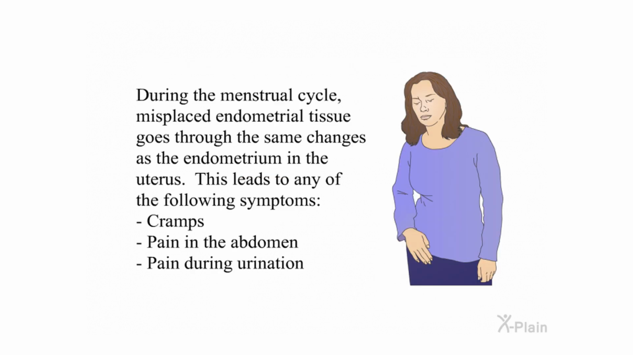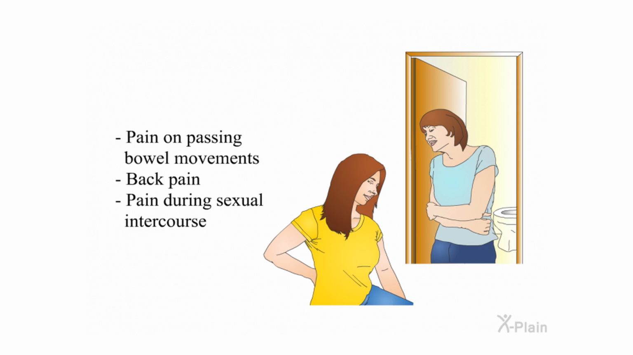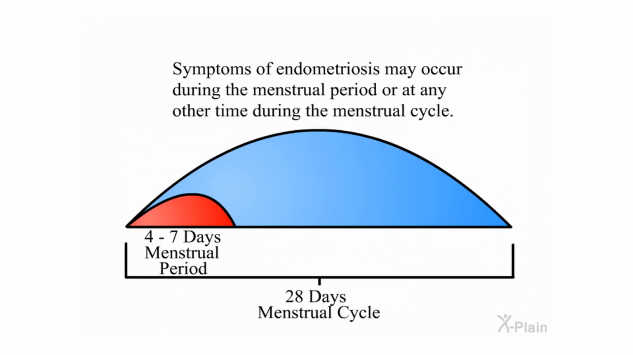During the menstrual cycle, misplaced endometrial tissue goes through the same changes as the endometrium in the uterus. This leads to any of the following symptoms: cramps, pain in the abdomen, pain during urination, pain on passing bowel movements, back pain, pain during sexual intercourse. Symptoms of endometriosis may occur during the menstrual period or at any other time during the menstrual cycle.